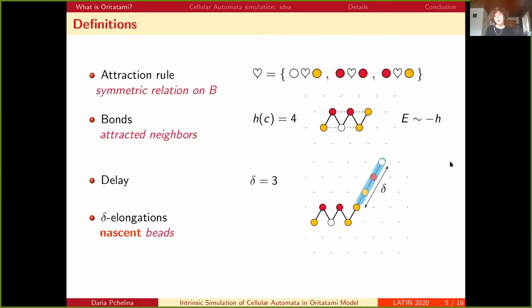So now, the most recently produced flexible part of a transcript is called a nascent part, and its length is denoted by delta and is called the delay. Consider a configuration. A prolongation of this configuration by delta bits is called a delta-elongation. And the set of all delta-elongations is denoted as shown here.